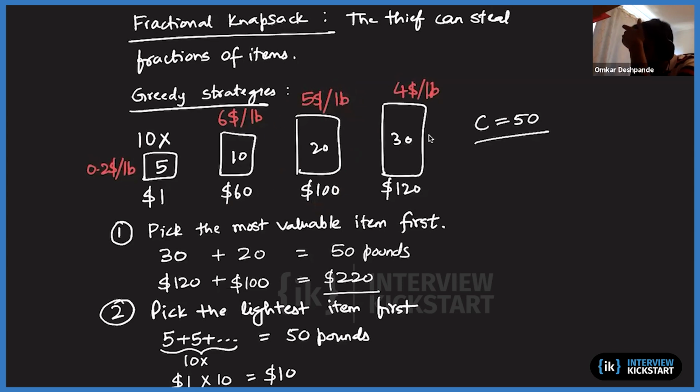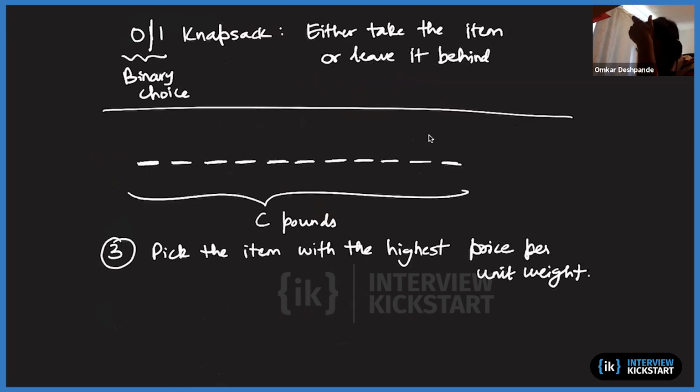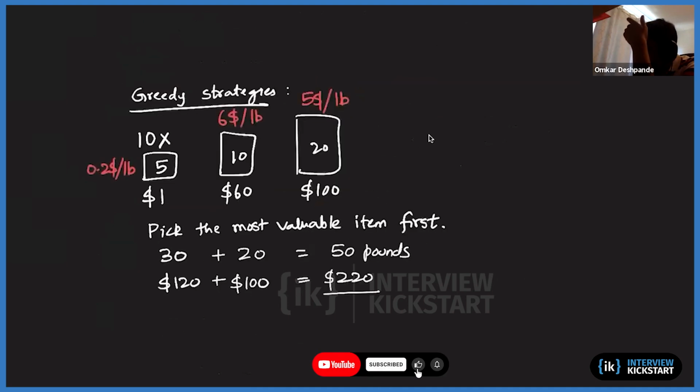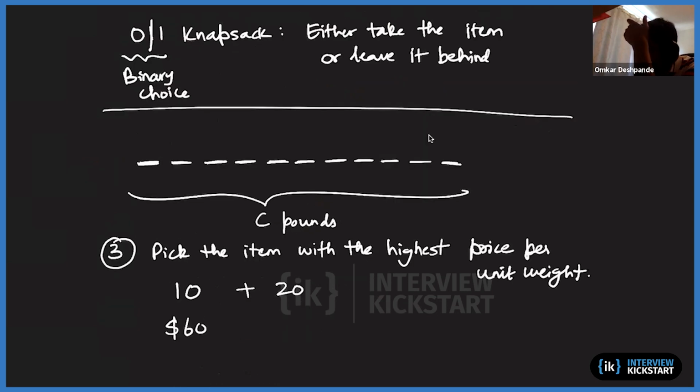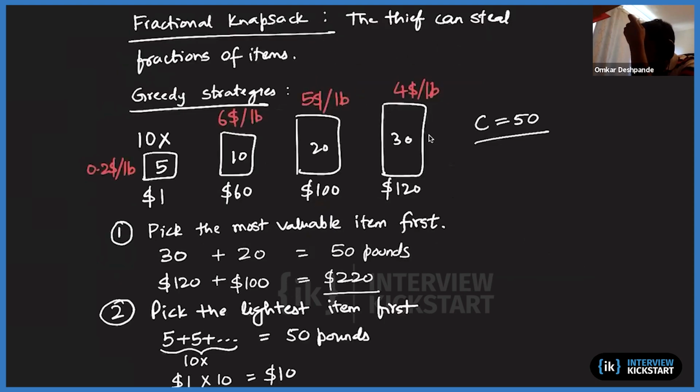And then once both of these have been filled in, so let's account for that. We've picked the 10-pound item and we also picked the 20-pound item. So we got $60 and $100 from that. Then we move down to the next item in terms of the price per unit weight. And here we have the total item being 30 pounds, but we've taken up 30 pounds already from our 50-pound knapsack. So we have 20 pounds left.